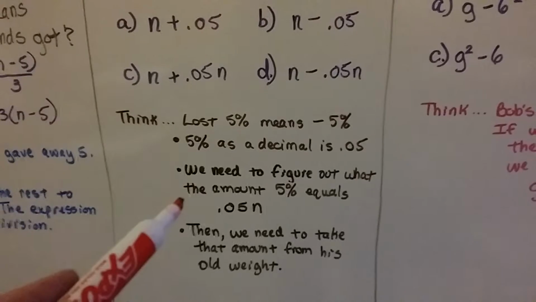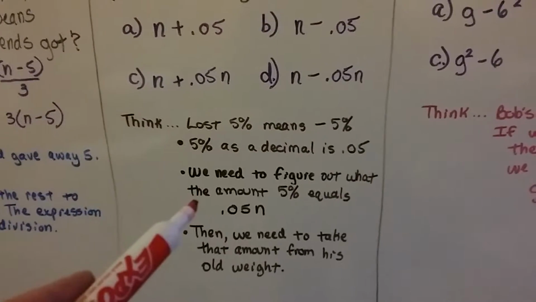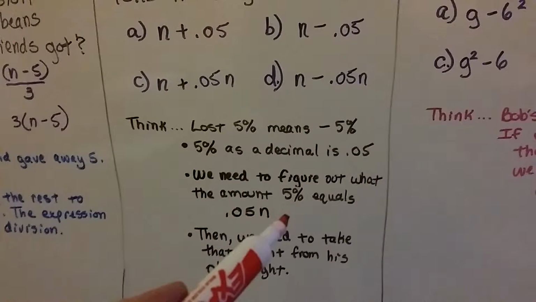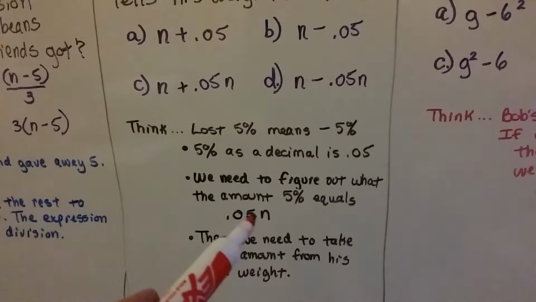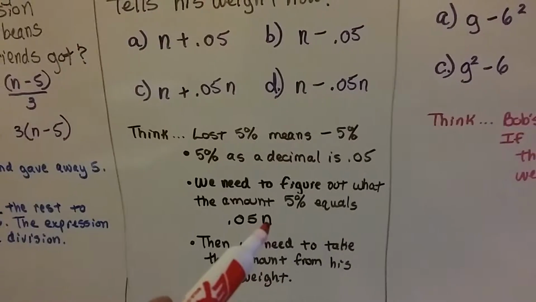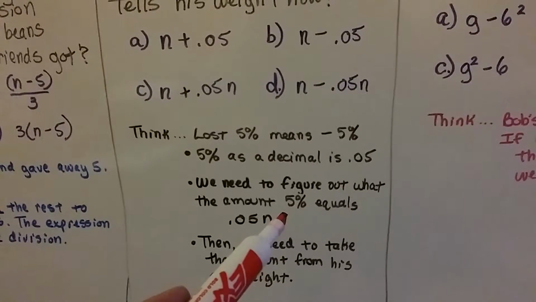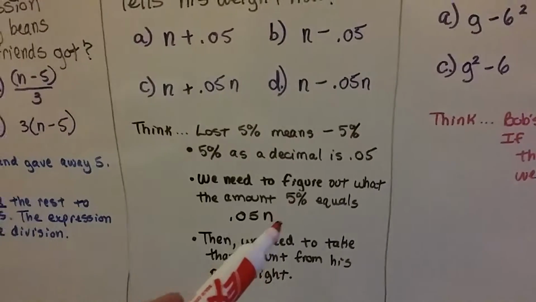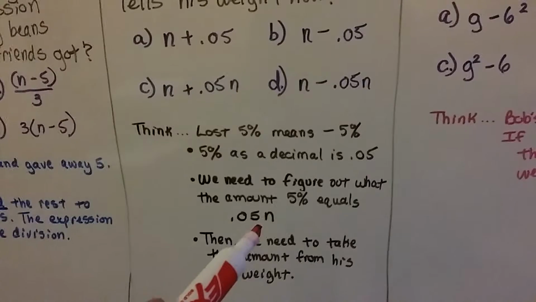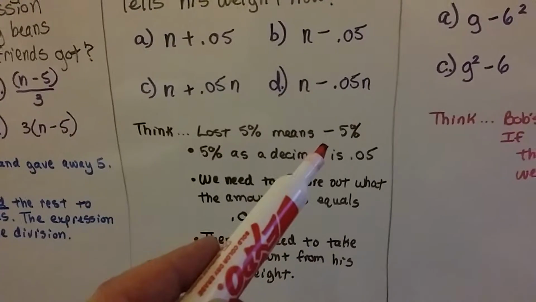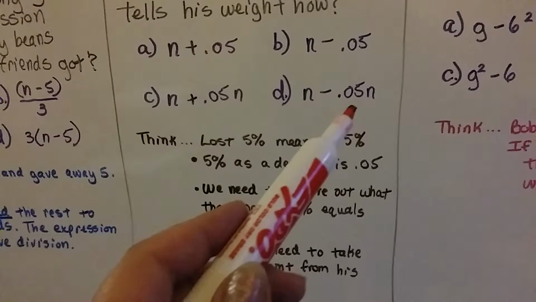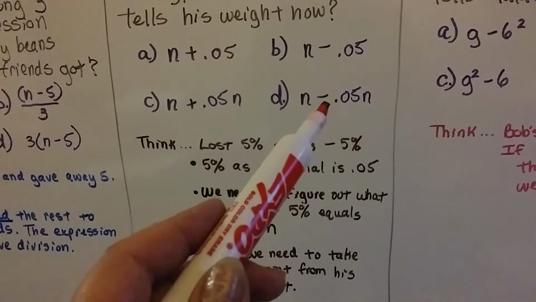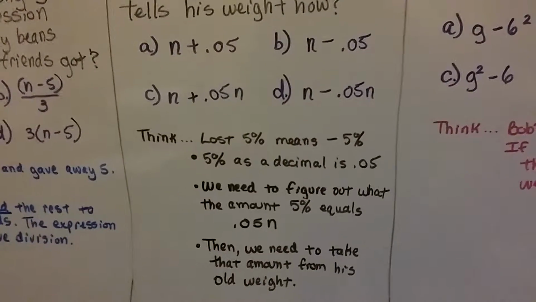We need to figure out what the amount 5% is equal to. Well, if it's 5% of his original body weight, we need to multiply 0.05 times his body weight, N, to find out what the 5% is. So now we know it's 0.05 N, and we know that there's a subtraction. So the only one that's got 0.05 N and subtraction would be D. So if you said D, you're right.